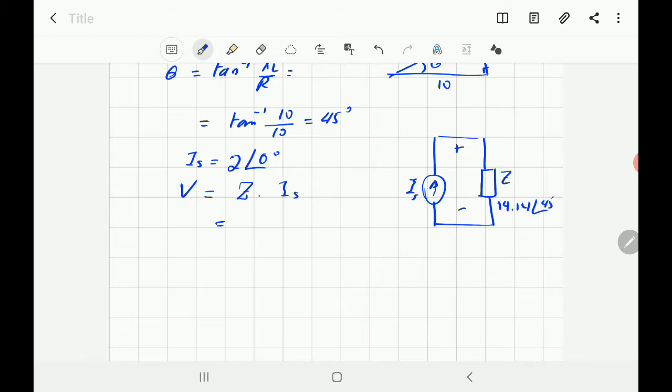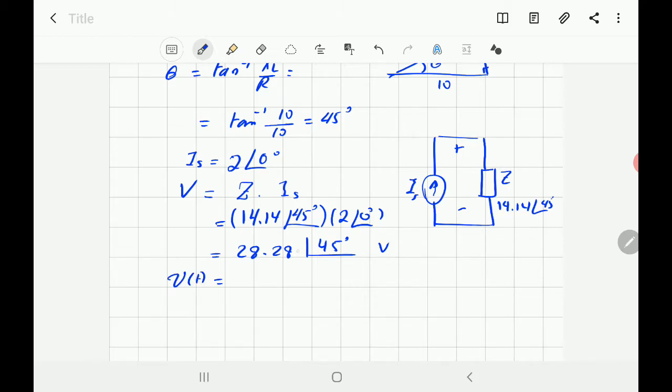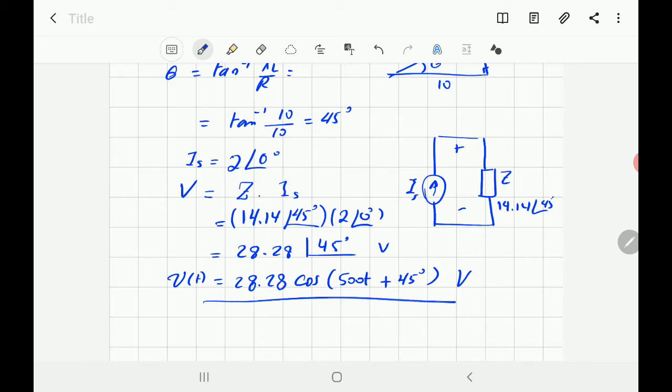That will be equal to 14.14 on angle 45 times the current, which is on angle 0. So you will get 28.28 on angle 45 volt. You should express the voltage in time domain. So convert this phasor representation to a time domain expression. It will be 28.28 cosine 500t plus a phase shift of 45 degrees, and the unit is volt. And you are done with the example.